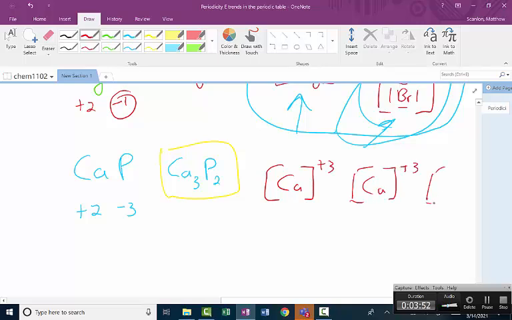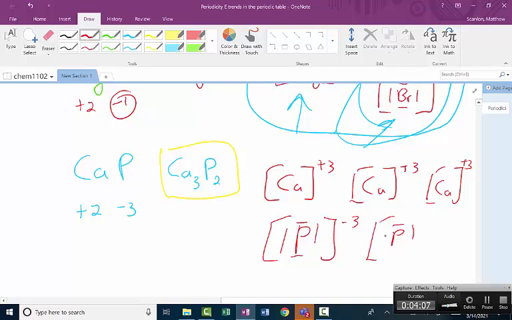Here are my 3 calciums. I'm kind of doing it this way. People don't mix them together. There's my phosphide, -3, and my phosphide with 8 electrons around it, -3. And that's all there is to it. Nothing more to do with this.